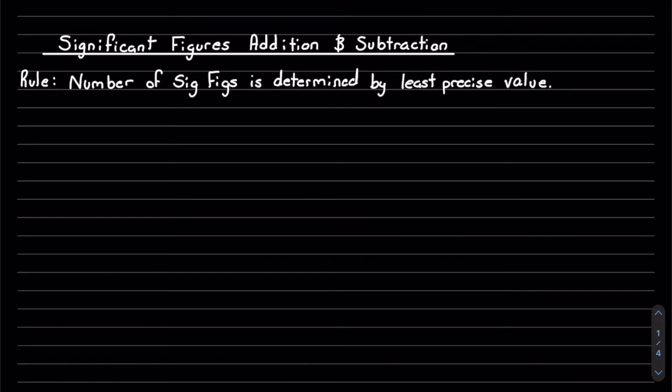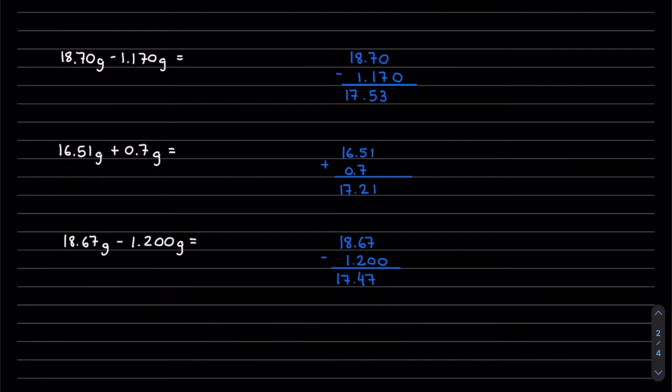However, this time we're going to do addition and subtraction and find out how many significant figures you should have in your solution. So the number one rule you need to know is that the number of significant figures is determined by the least precise value, and this always stays true. So what do we mean by that? Let's look at some examples to get a better picture of it.